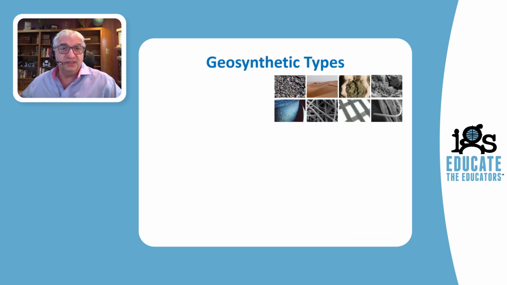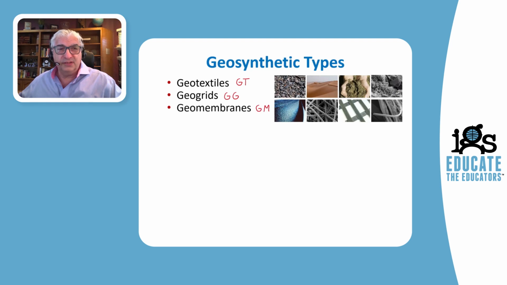The same way that we have seen the different soil types, we need to identify what are the different geosynthetic types. I'm going to just list them here first, and then in the rest of the lecture, I'm going to go one by one with some additional characteristics. So here's a list. Geotextiles, or GT. Geogrids, or GG. Geomembranes. Along with geotextiles, these are probably the 2 most common types of geosynthetics, or GMs.